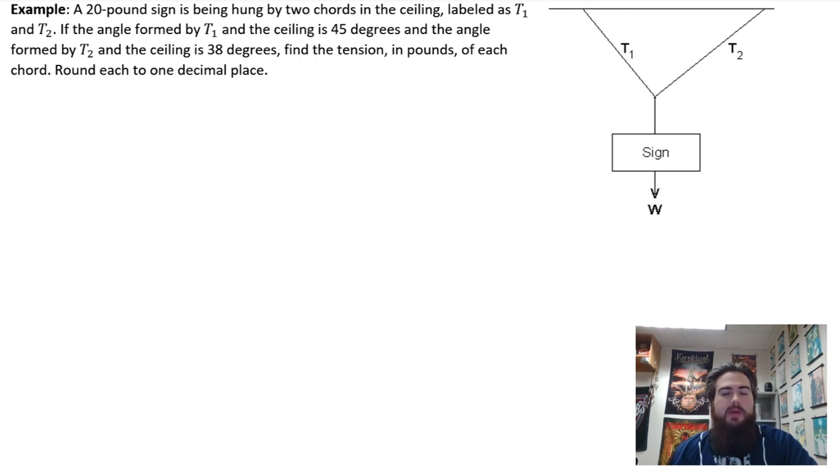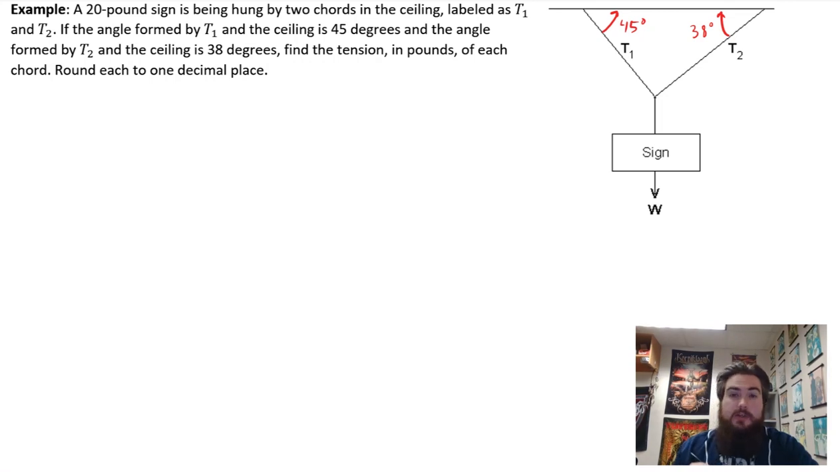In this example, we have a 20-pound sign that is being hung by two cords in the ceiling, labeled as T1 and T2, as shown in the diagram. If the angle formed by T1 in the ceiling is 45 degrees, so that means this is 45 degrees here, and the angle formed by T2 in the ceiling is 38 degrees, right here, we are going to find the tension in pounds of each cord.